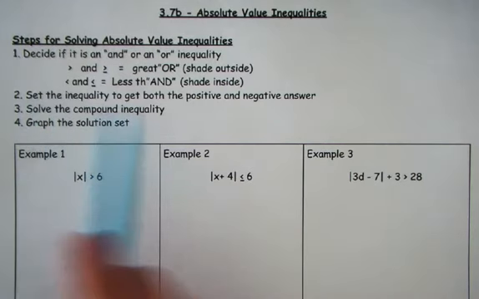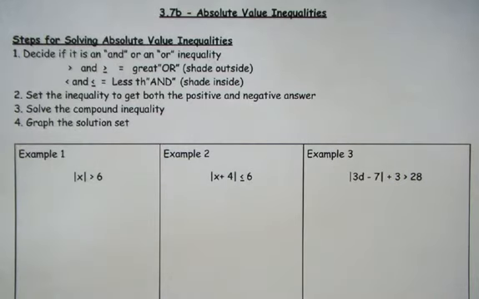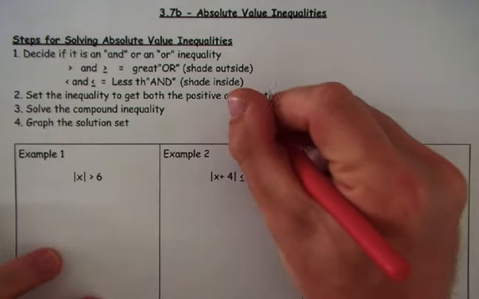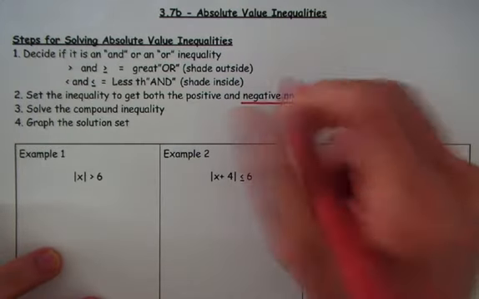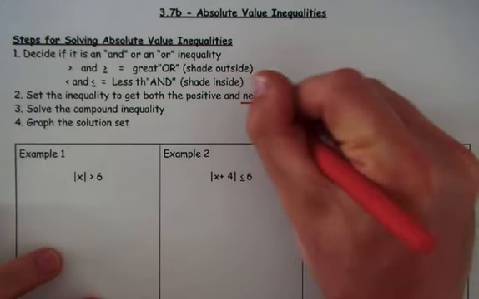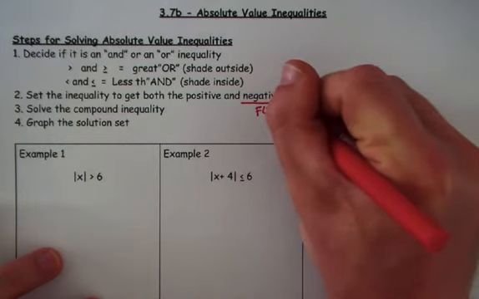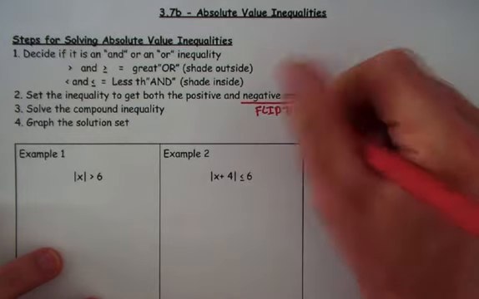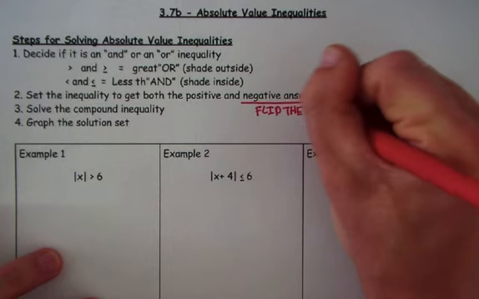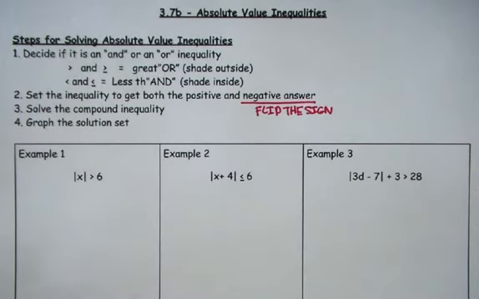Second, you're going to set the inequality to get both the positive and negative answer. And I'm gonna put something in right now. I'm gonna write it in red, which is when you put in the negative answer, you're gonna flip the sign. Remember if we multiply or divide by a negative when we have an inequality, we always flip the sign? Well, we're gonna do that when we try to solve for the negative answer, okay? Then you're gonna solve the compound inequality and graph the solution set.